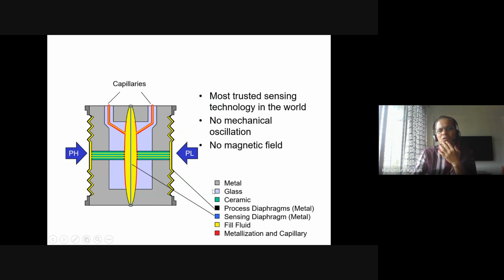This internal part is shown, metal part, glass part. This is glass, ceramic. This is the ceramic body, sensing diaphragm. This one, this is a sensing diaphragm, fill fluid, yellow, and metallized capillary.